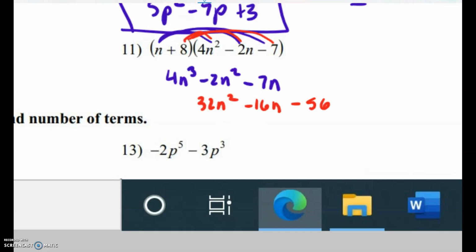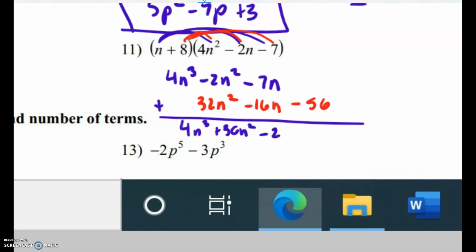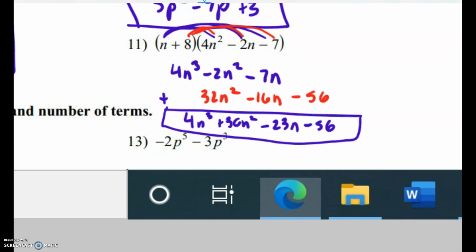Okay, and then we can combine like terms. And notice I stacked them this time. So I'm just going to add the like terms, which should just go down. So 4n to the third. -2 and 32 is going to be 30n squared. And -7 and -16 is going to be -23n. You still have your -56. And here would be our answer.